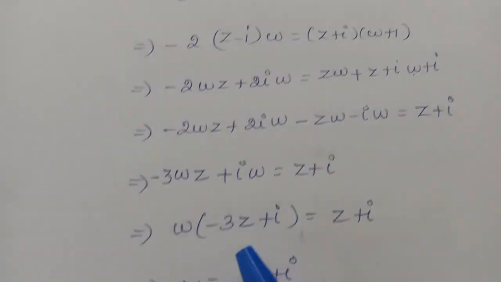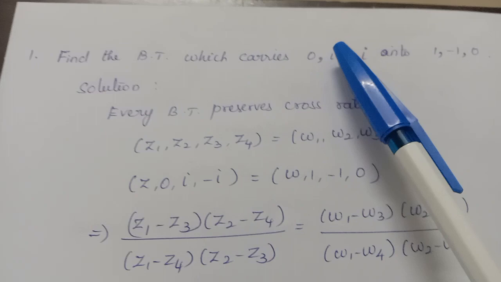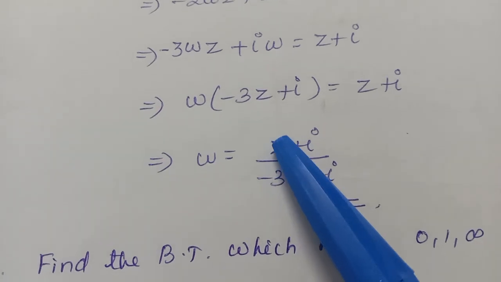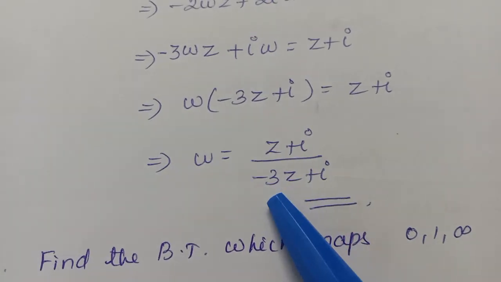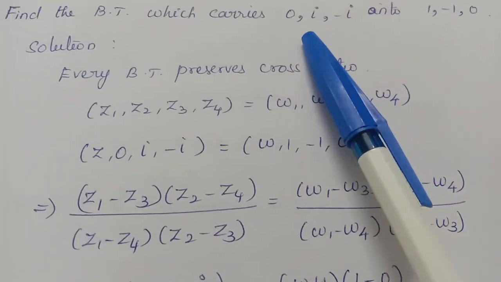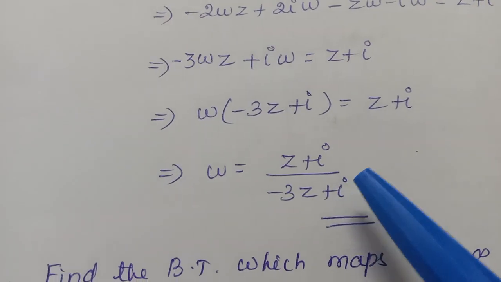If you want to check whether you are getting it correctly or not, you check with any one of these pairs. Here for Z equal to 0, what is the image? 1. So you put Z equal to 0. So what happened? 0 plus i is i, by 0 plus i is i, so i by i equal to 1. So here also the same thing is given, no? 0's image is 1. In that way you can check for all these 3 points, so that you can check whether you have arrived at the correct answer or not.